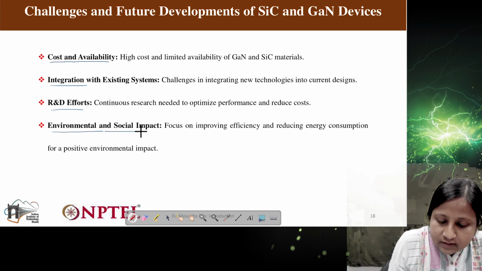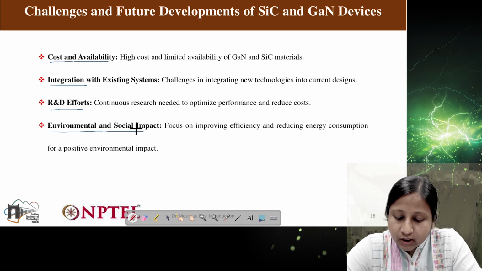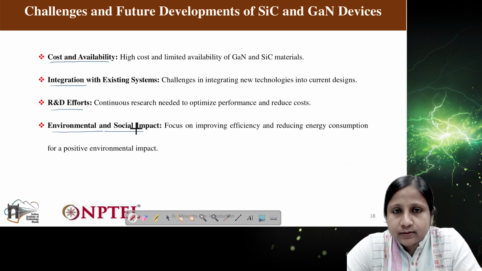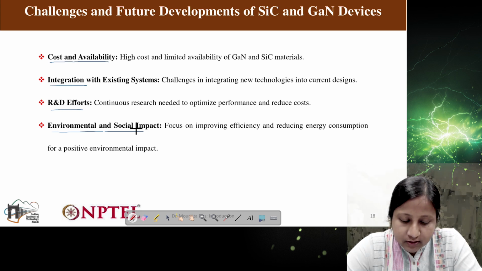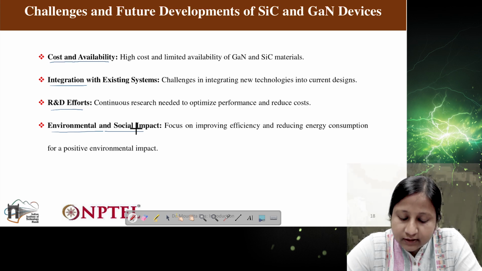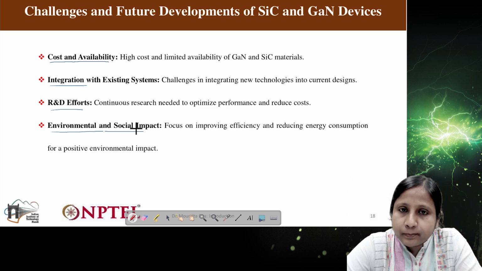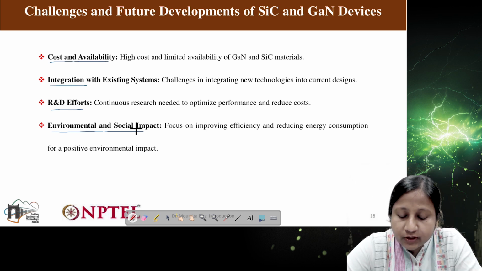And the fourth one is the environmental and social impact. Now we know that these devices can give us better efficiency and reduce energy consumption. So for environmental reasons it is very good, and it has a positive social impact also. But still we are not sure until we completely use it in any application.